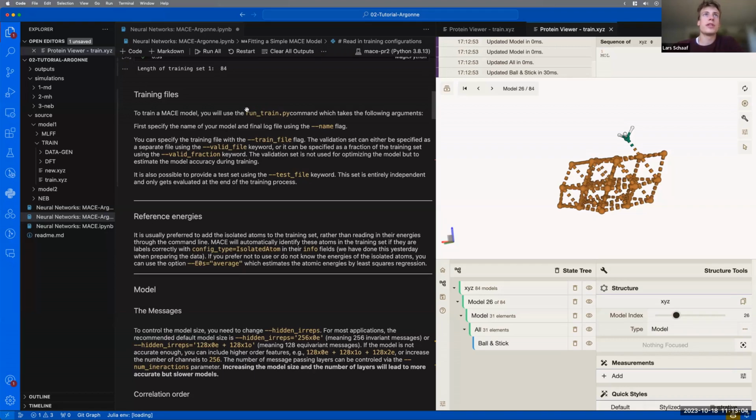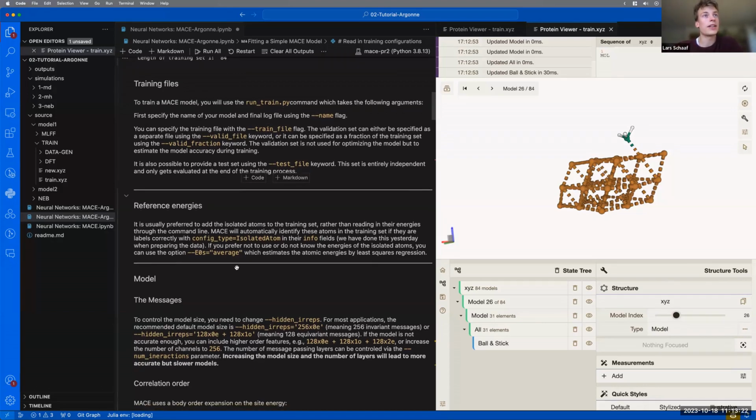Very obvious thing. So there's a run train Python script, which takes in various commands. Where's the training file located? Validation file. If you don't want to have a validation file, you can also split your training set size with a certain fraction.